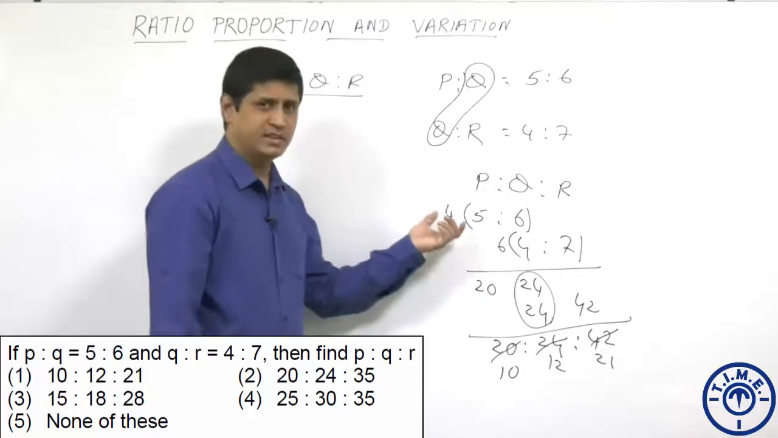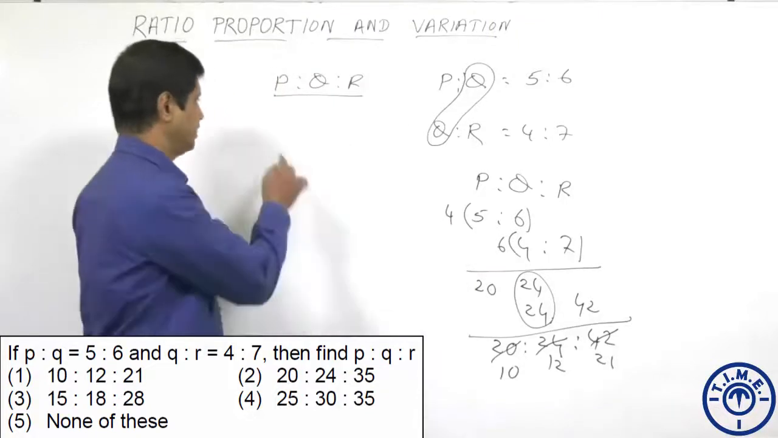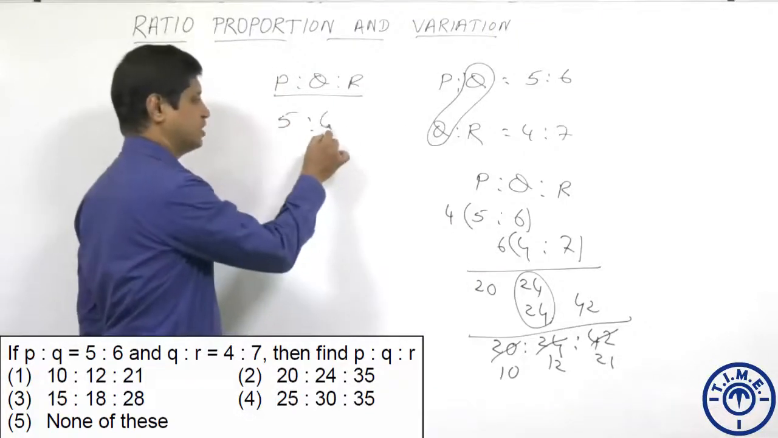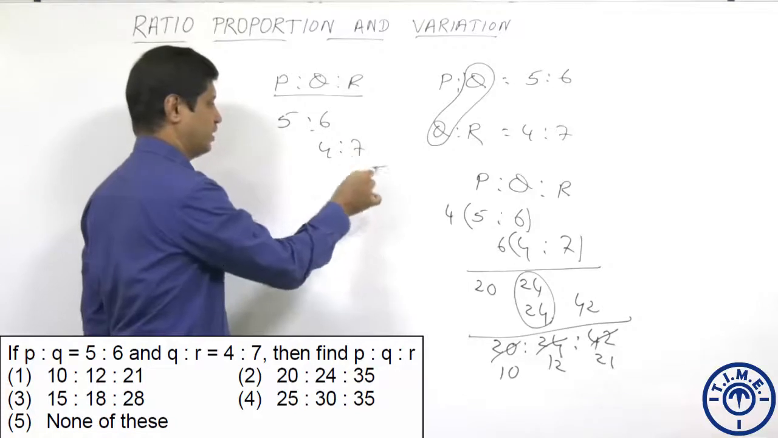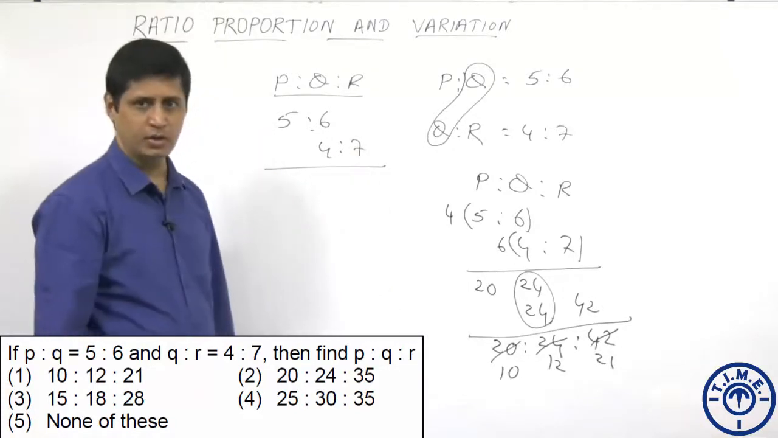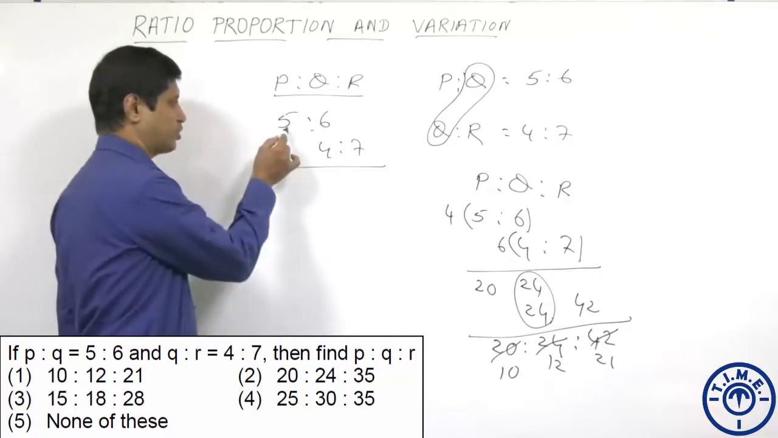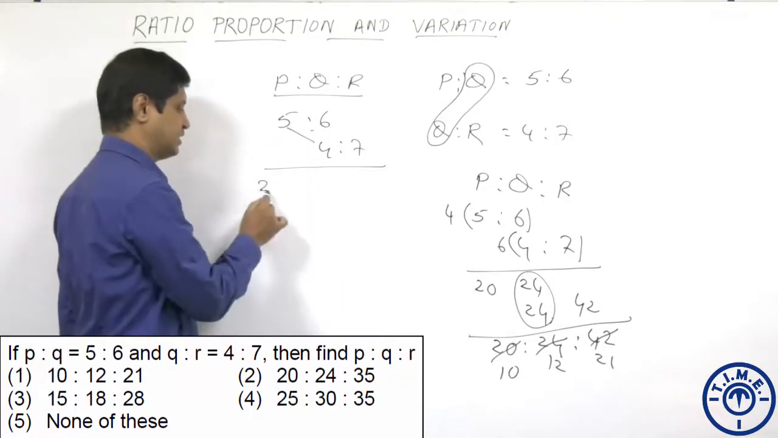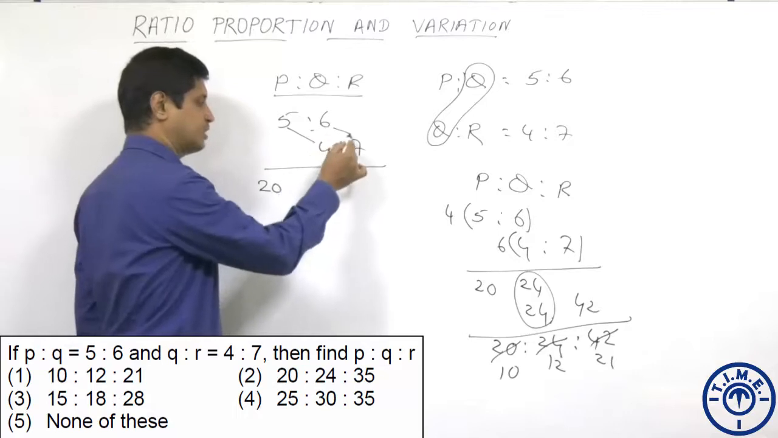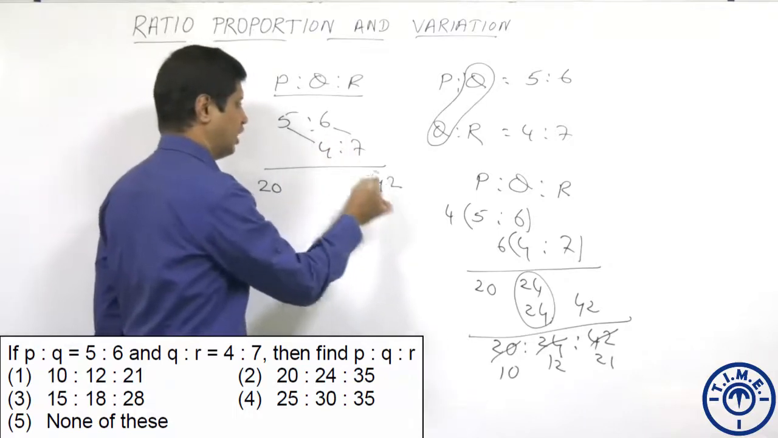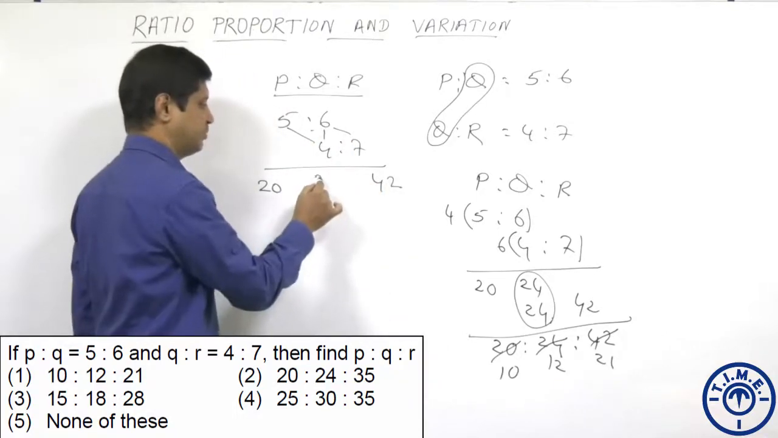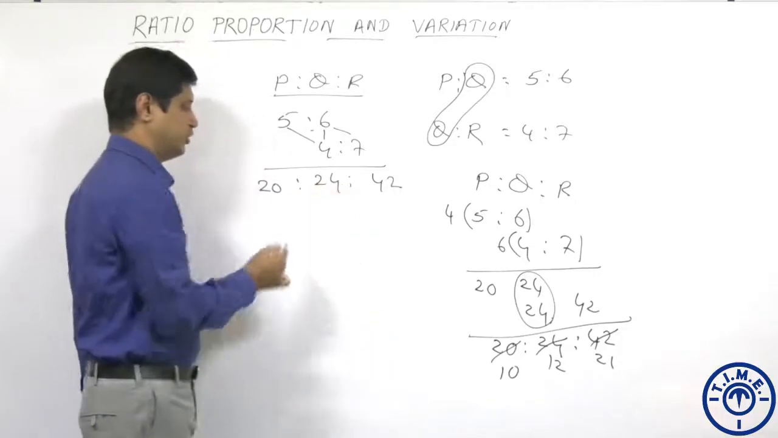Now, we can answer the same question in another way. The other discussion here: 5 is to 6 and 4 is to 7, the ratios of P and Q, Q and R. What is the PQR ratio? The product of antecedents results in the first value, the product of consequents results in the last value, and the product of the middle terms results in the middle value. Now, what is the ratio?